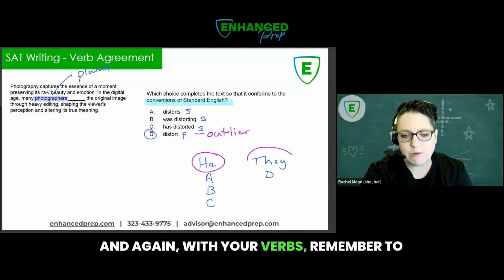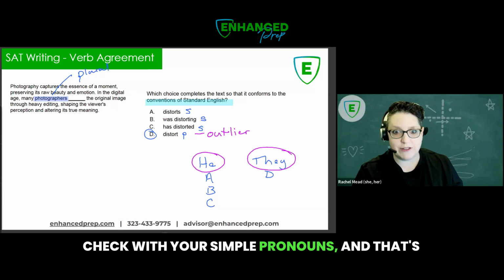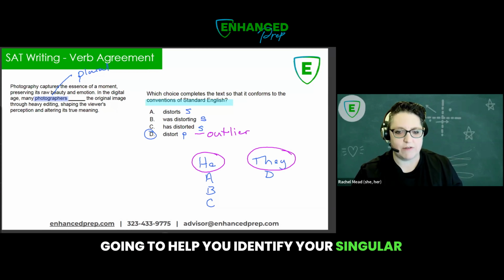And again, with your verbs, remember to check with your simple pronouns, and that's going to help you identify your singular versus plural.